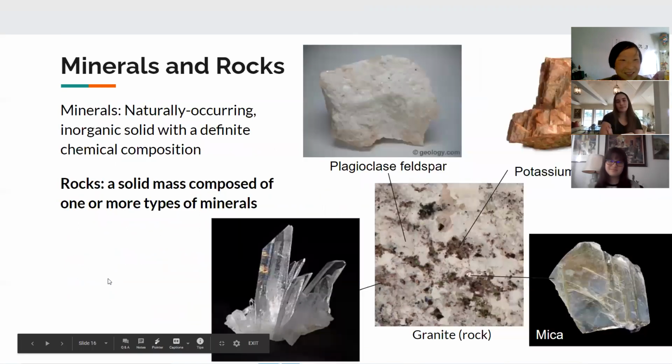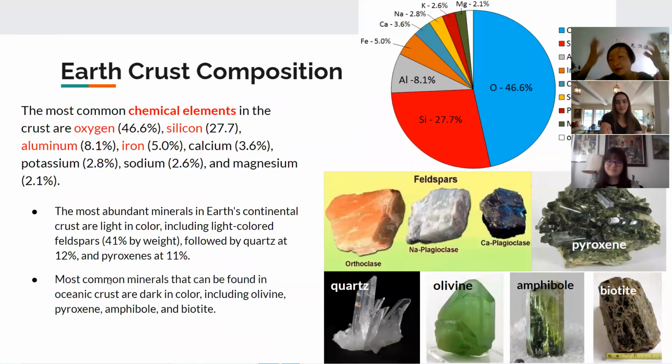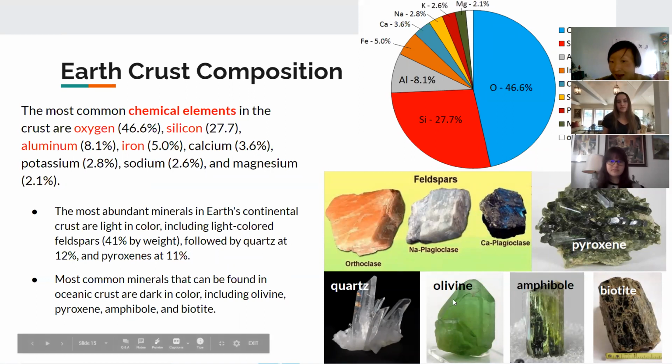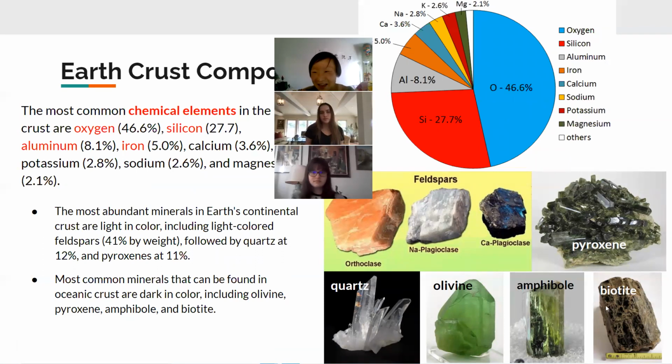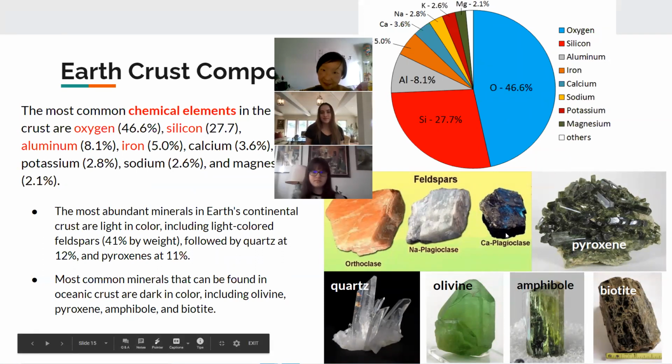All right, anyways, let's go back. When you have those elements, like oxygen, silicon, aluminum, and iron, those top four abundant elements, you combine them together and you will have your minerals. That is your mineral family. We are talking about feldspars, quartz, olivine, amphibole, biotite, those types of things.